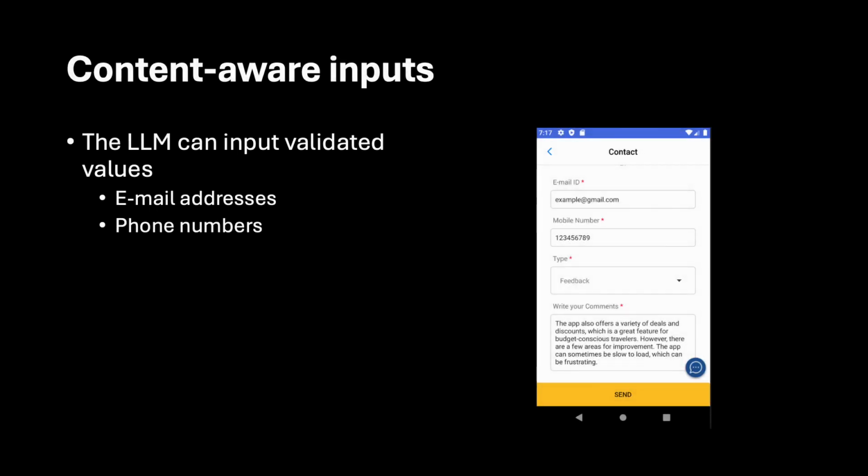Our LLM-powered explorer comes with several significant advantages that improve the exploration coverage and reduce unwanted noise. Firstly, the LLM can read and understand text input requirements from on-screen instructions, such as email addresses, phone numbers, names, and even all of these with specific formatting requirements.